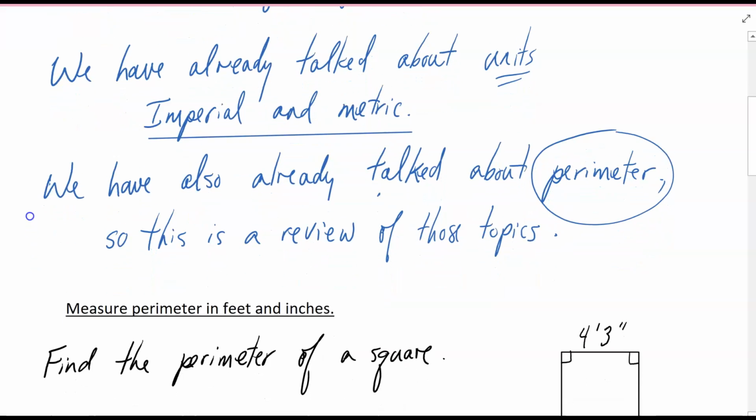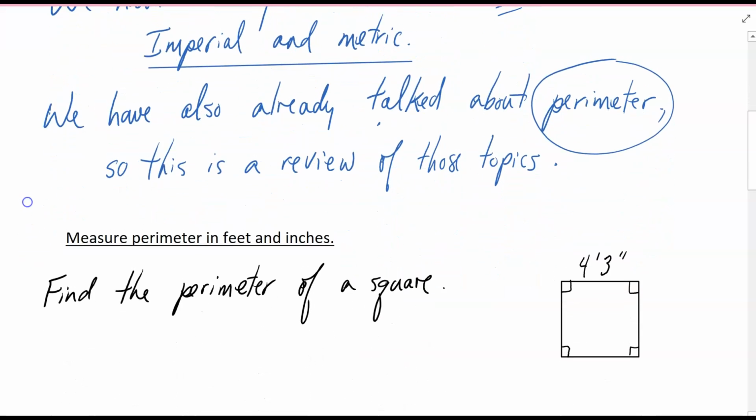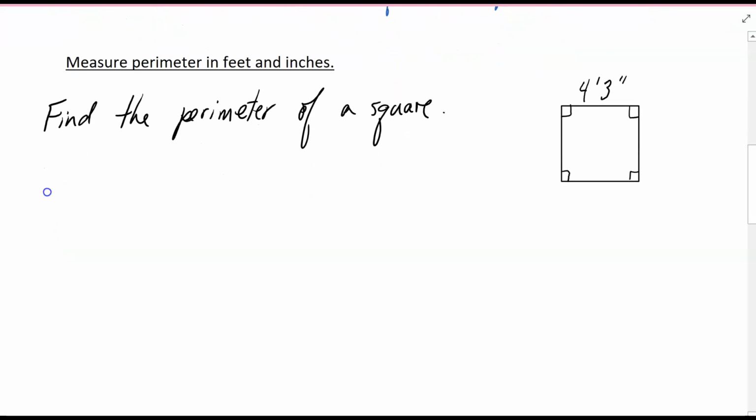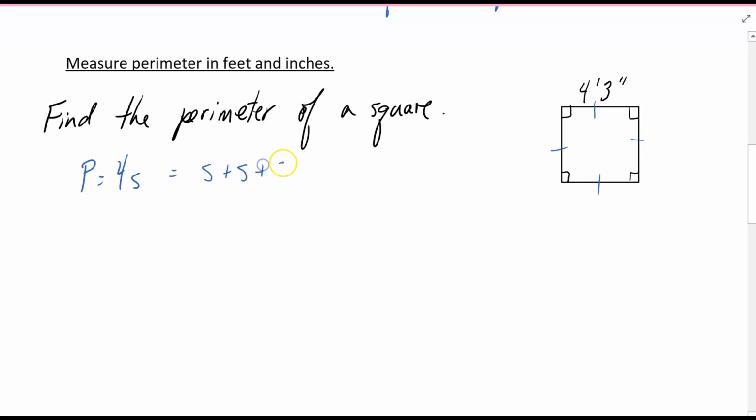But in this particular unit, I want to talk about measuring perimeter in feet and inches, and then providing the perimeter in feet and inches as well. So let's take a look at that. This is a square. Therefore, all four sides are the same length. So the perimeter of a square is 4 times the side length, or it can also be equal to the side plus the side plus the side plus the side. Let's take a look at that in feet and inches.